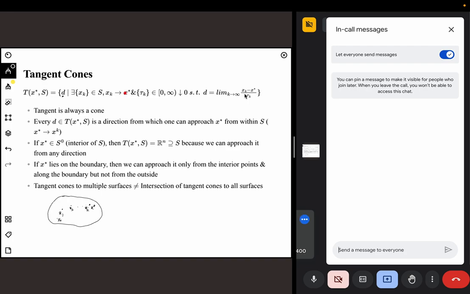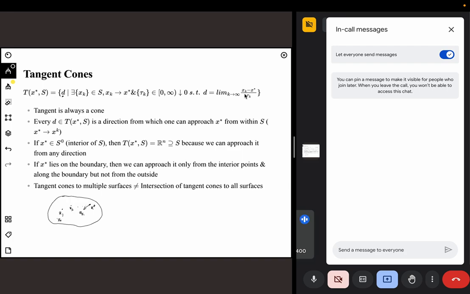You also define another sequence tau k, which varies from 0 to infinity, and that is going to 0. In that case, as tau k tends to 0 and as xk tends to x star, we define the vector d as the limit as k tends to infinity of this expression. You can think of this as, let's say in this domain, xk is somewhere here. If x star is the origin, xk minus x star will be a vector pointing in this direction. So this vector is this particular d.